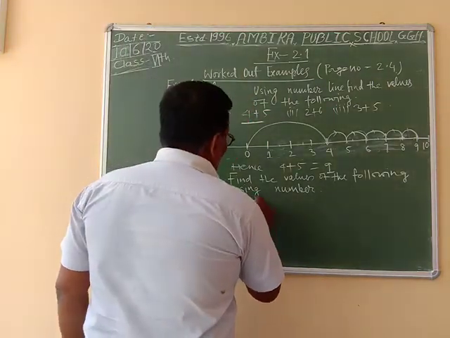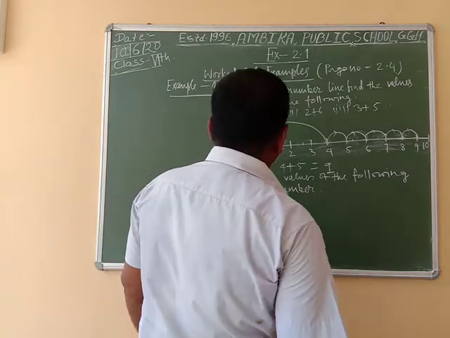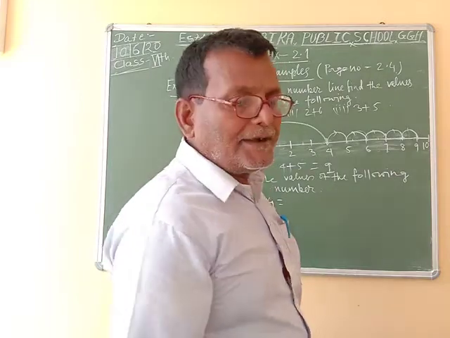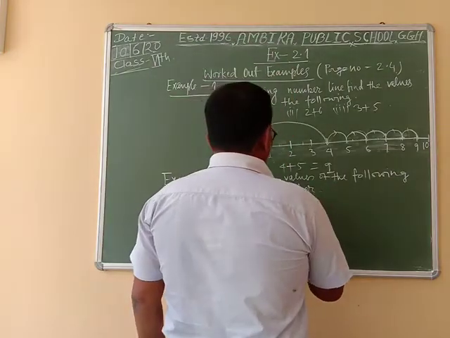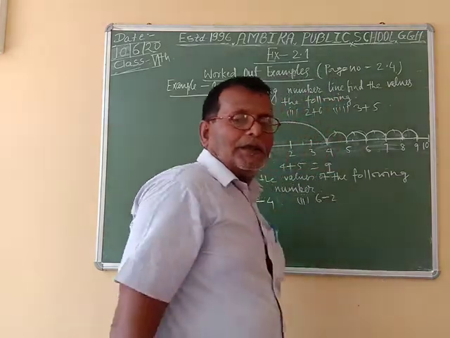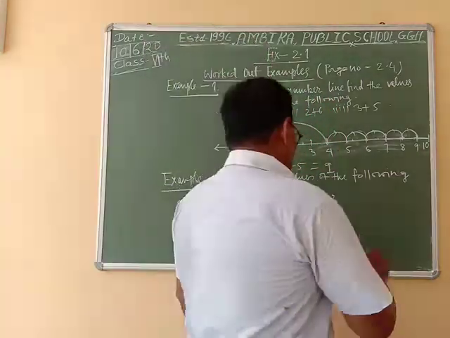8 minus 4. Find the value of 8 minus 4. We have to find the value of 8 minus 4. And second is 6 minus 2. Value of 6 minus 2. And 9 minus 6.